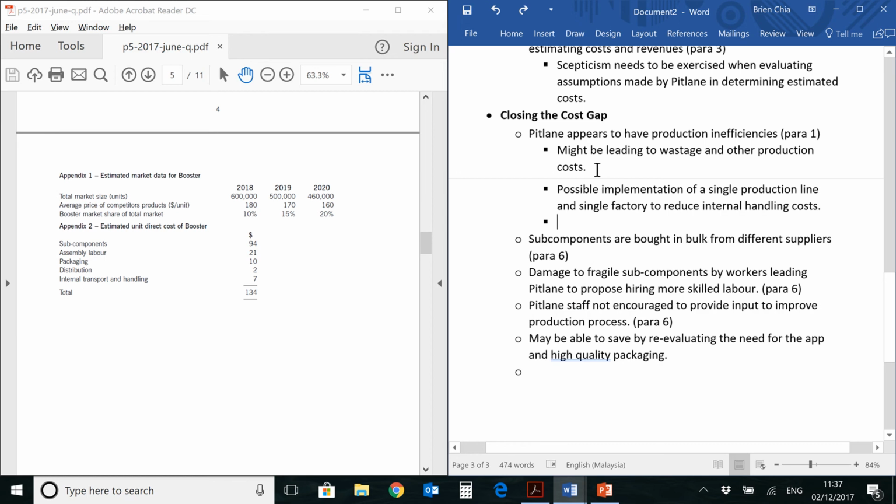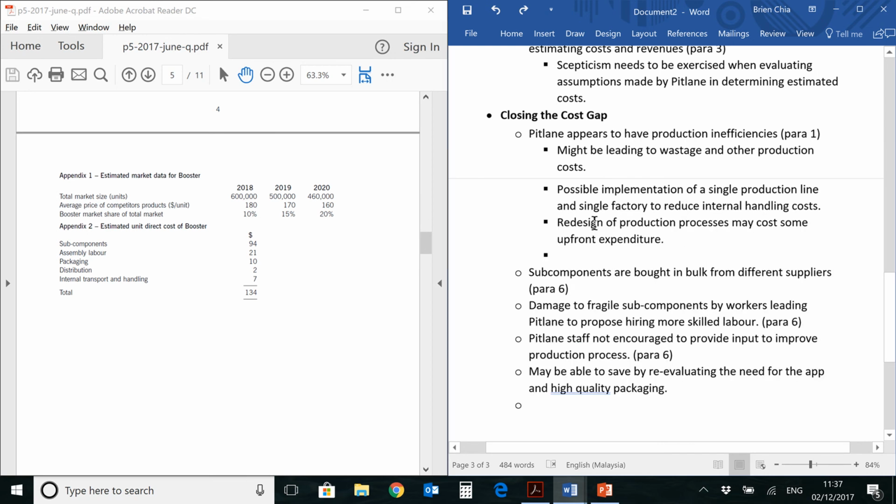A possible implementation of a single production line and single factory to reduce internal handling costs. This is a recommendation, and it might require some upfront expenditure because you are adjusting things that have already been in place. So a new system would need some upfront expenditure. What kind of savings are we looking at?